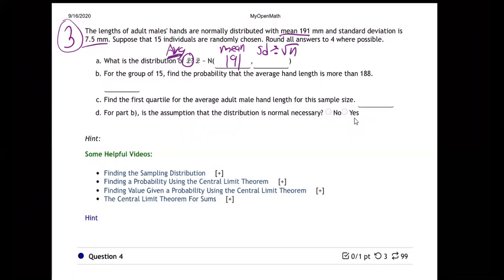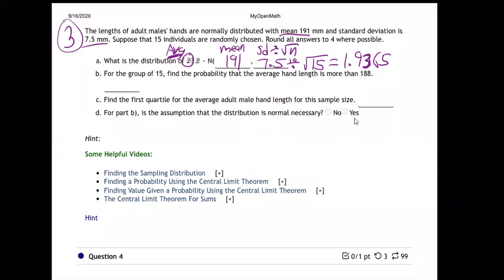So that's going to be 7.5 divided by the square root of 15, because this group size is 15. So I'm going to crank that out. And I'm getting 1.93649, so that'll round to 1.9365. There we go. Then, next question, stop me if you have questions on this.